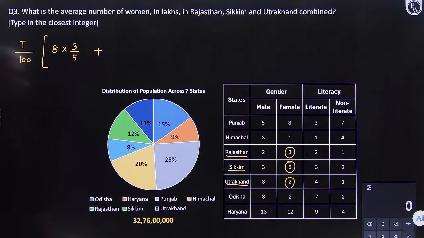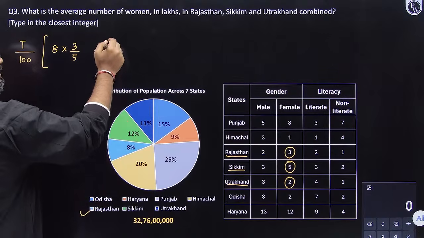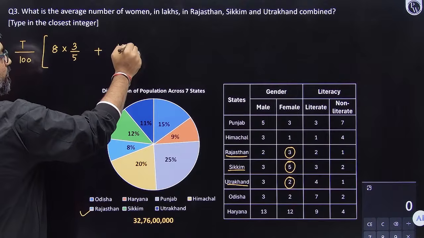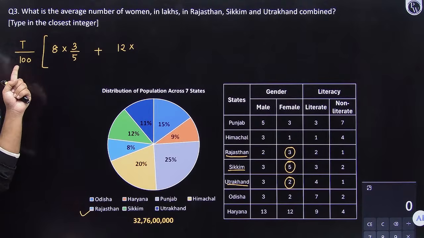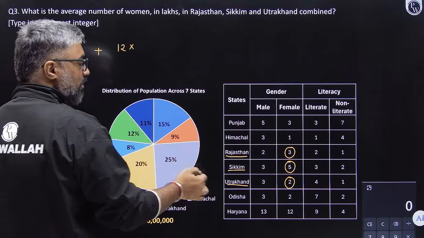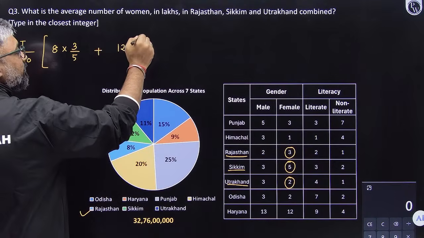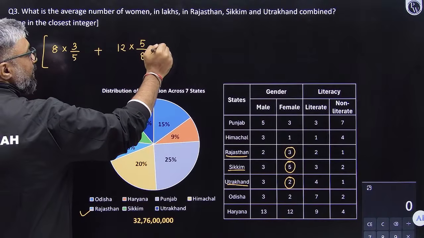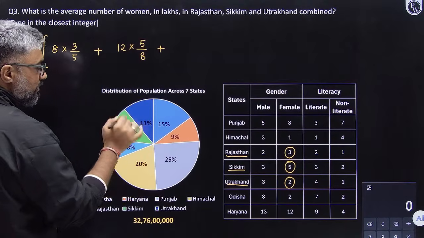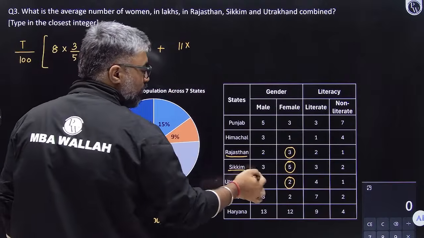Plus. So this was Rajasthan. Next, I need what? I need Sikkim, which is 12%. So I'll use only 12 because percentage by 100 I've taken it out. So we were looking at what? Sikkim now. Sikkim women are how much? 5 out of 8. Plus, next I have Uttarakhand, which is 11. Uttarakhand, 2 out of 5.